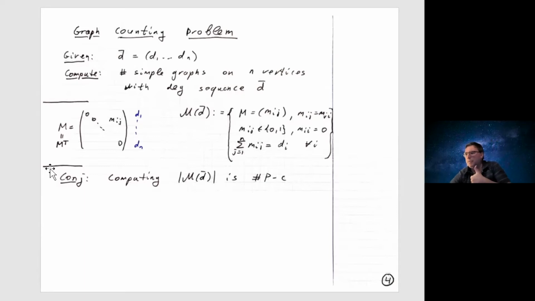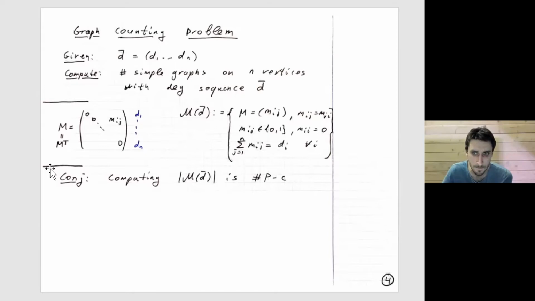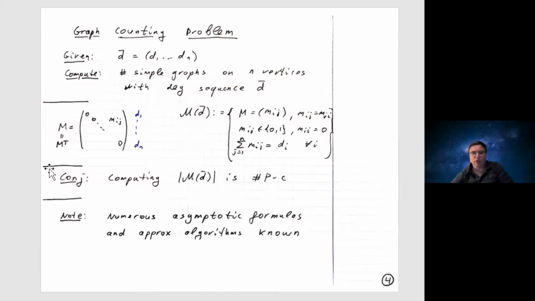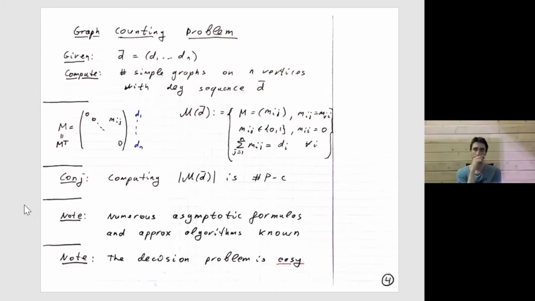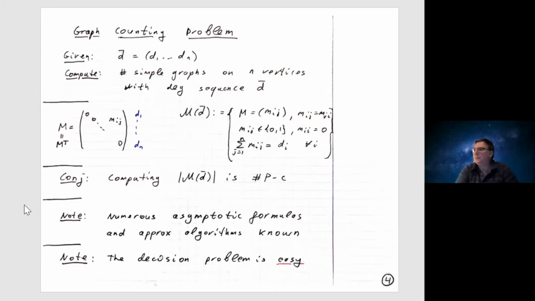And what about the decision problem? Oh, the decision problem is easy. Deciding if there exists a graph with given degree sequences is very easy, and I teach it occasionally when I teach graph theory. So I'll leave it as an exercise.